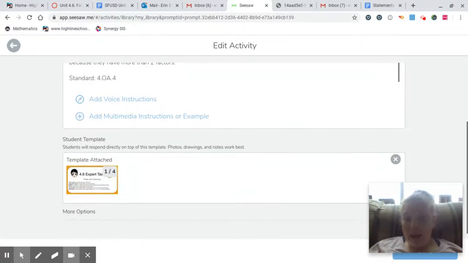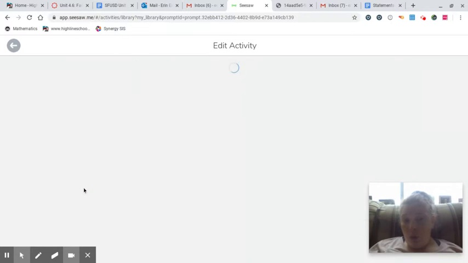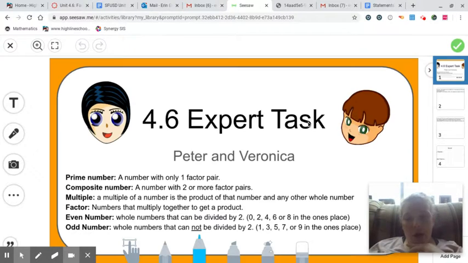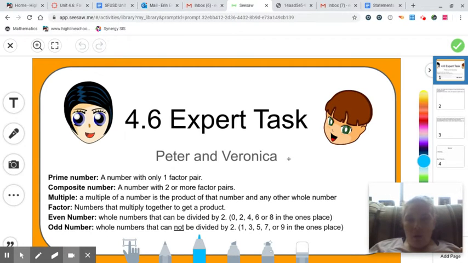So I'm going to quickly show you what your assignment for today is going to look like. We are going to be working on 2 word problems, one with a gentleman named Peter and one with a lady named Veronica. Here is some of the vocabulary that you're going to want to remember.